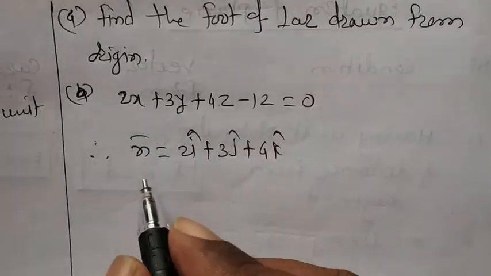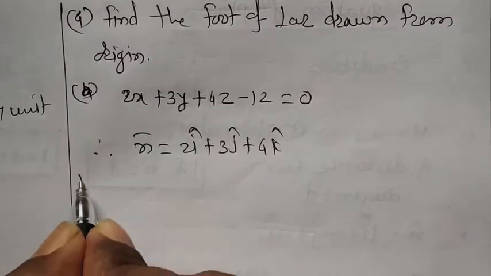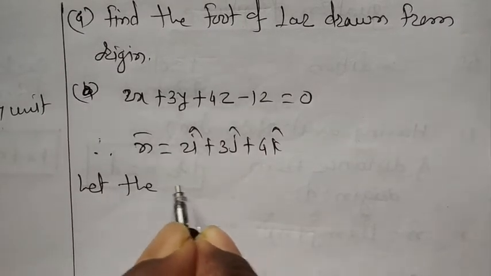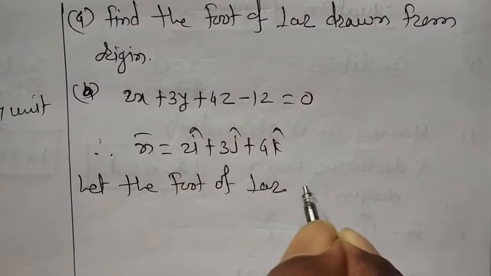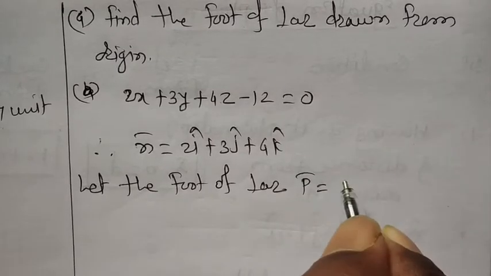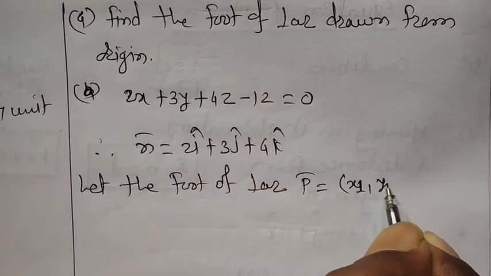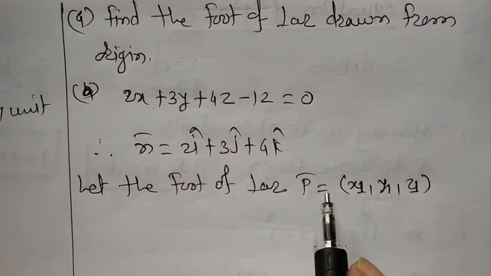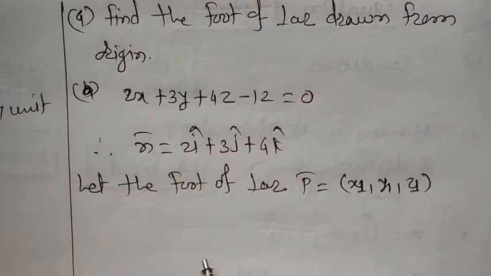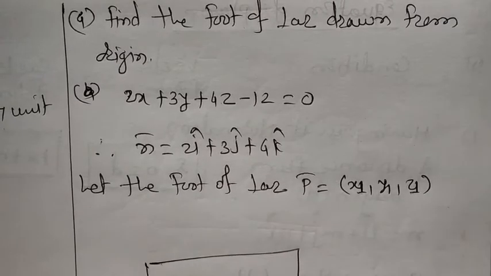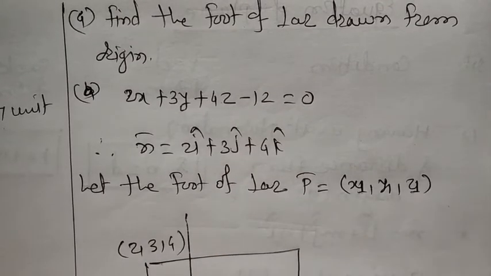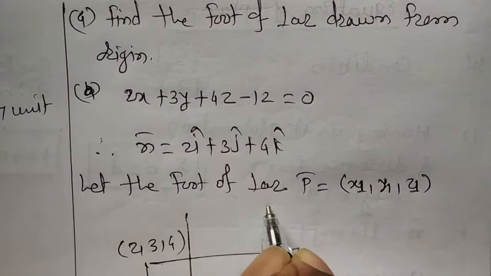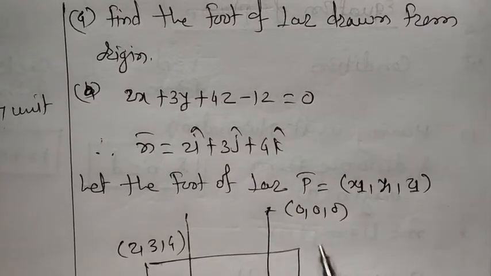These are the normals. Let the foot of perpendicular, suppose p bar equals x1, y1 and z1. That is x1i plus y1j plus z1k. This is a plane, suppose. This is the normal, 2, 3, 4. And this is a perpendicular from the origin. Origin is 0, 0, 0. And this is what?